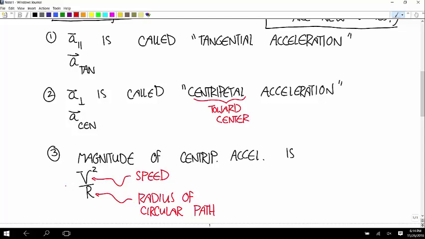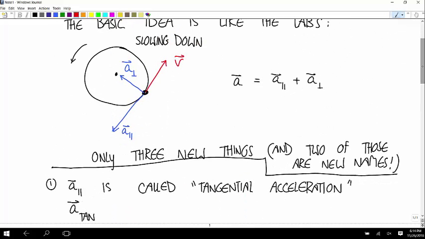We will get to the direction, but right now we're just thinking about the magnitude. We already know the direction of the centripetal acceleration: it's toward the center. So we know the direction, and now we have a way to calculate the magnitude. If you combine those two, you have the full vector, and you can do calculations.